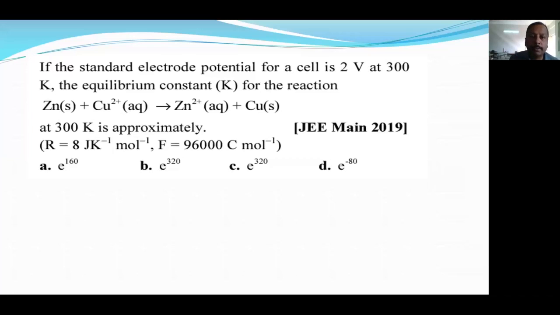Okay, next question is: if the standard electrode potential of the cell is 2 volt at 300 Kelvin. Even at 290 there is no problem because it is not an integer question. That means we can take 0.059. The equilibrium constant for the reaction you have to find out.